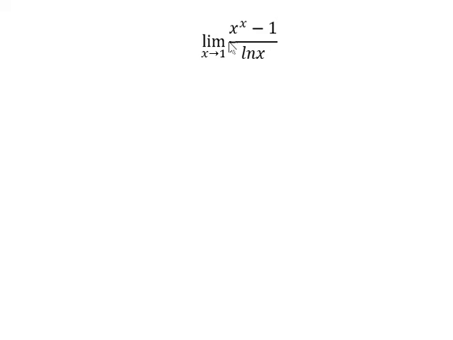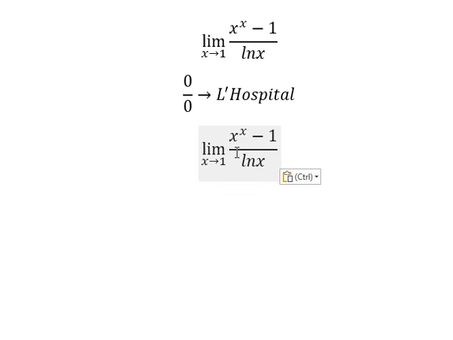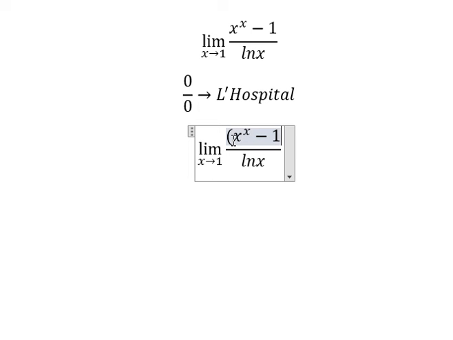If I put number 1 going here and here, we have 1 minus 1. You get about 0. ln of number 1, you get about 0. So we have 0 over 0. So we can use L'Hospital. We need to do the first derivative on the numerator and denominator.